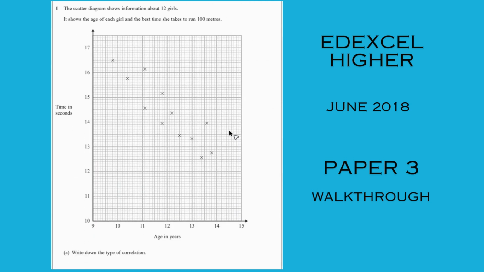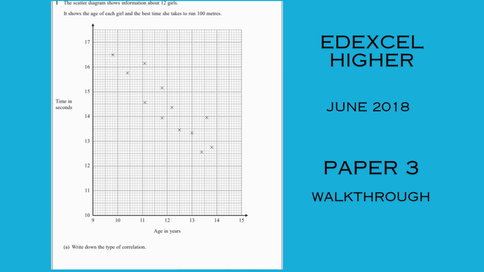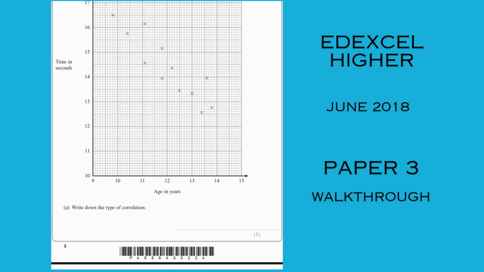So for number 1, don't really care about the context until later. For now, all you care about is type of correlation. It doesn't ask you to describe the relationship. Describing the relationship is when you do get in the keywords. Type of correlation, negative. Job done, move on.